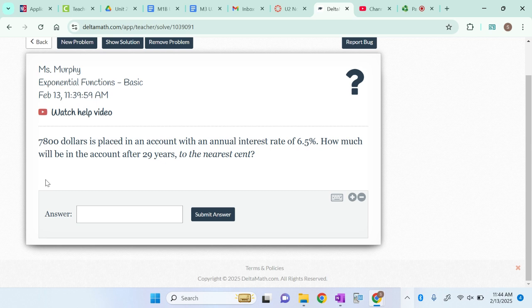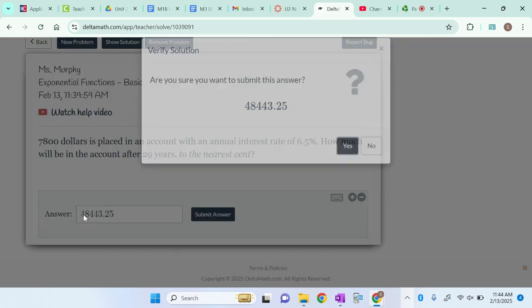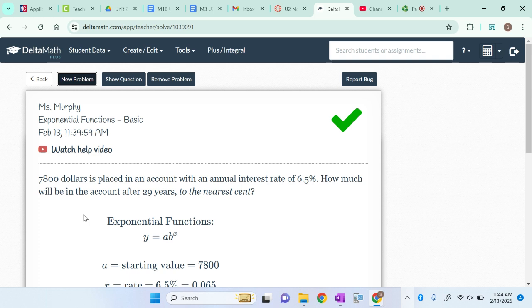Say that one more time. 48,443. Round to the nearest cent, so 2 decimal places. 0.25 dollars. So this right here would be our answer. Remember, if they tell you to round to the nearest cent, if we're thinking money, that's 2 decimal places. So if we input this, 48,443.25 should be the correct answer.